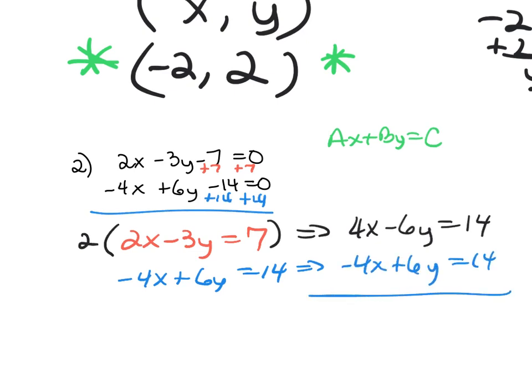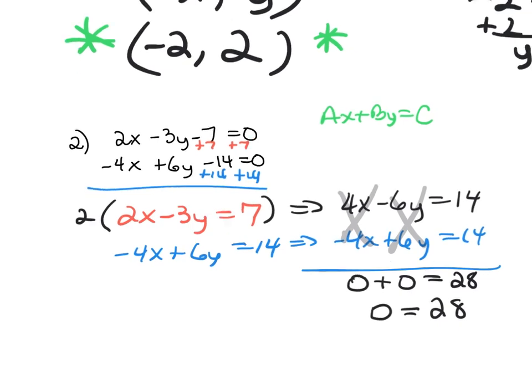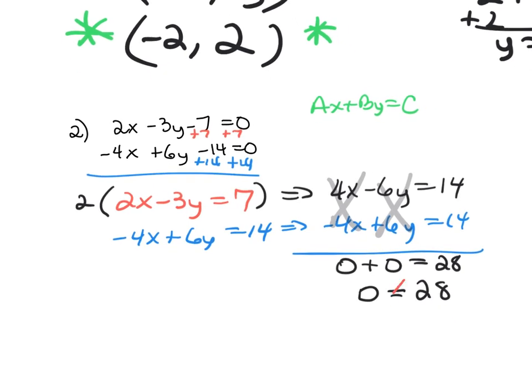Now notice both my x and my y's cancel out. So I'm left with 0 plus 0, and then 14 plus 14 is 28. I'm now left with 0 plus 0 is 0, 0 equaling 28, which is nonsense. This is never going to occur, so my answer to this problem is no solution.